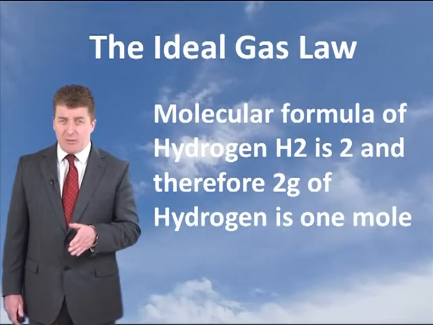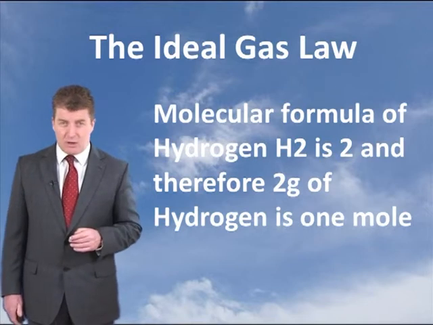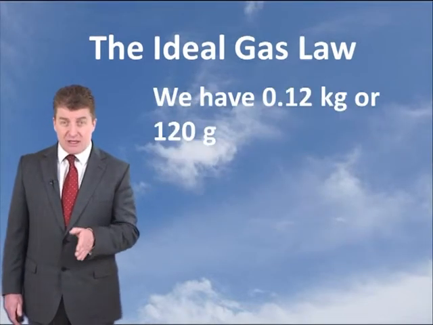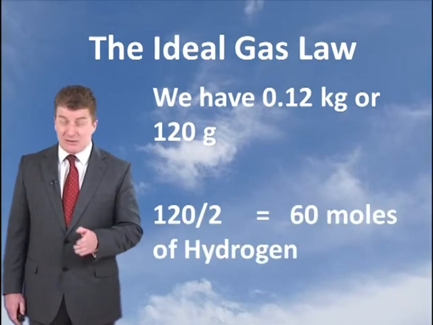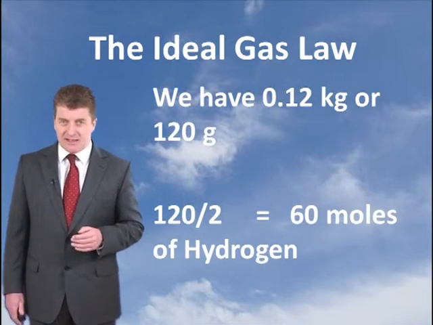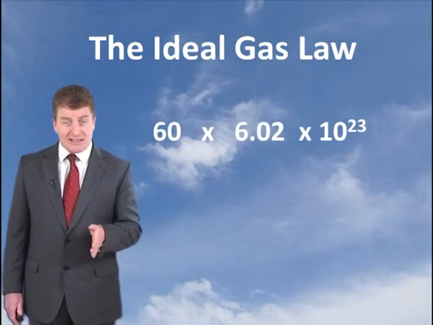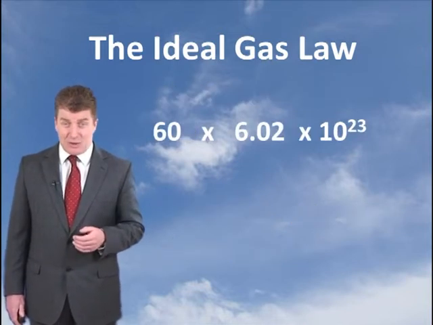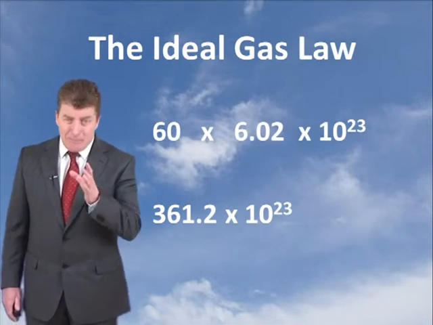How many moles of hydrogen are in the cylinder? Well, the molecular formula of hydrogen is H2, and therefore 2 grams of hydrogen is 1 mole. We have 0.12 kilograms, or 120 grams. So we've actually got 60 moles of hydrogen. It's quite a lot. The second part asks how many molecules, or actually particles, of hydrogen are in there. It's 60 times 6.02 times 10 to the 23, which is 361.2 times 10 to the 23 particles.